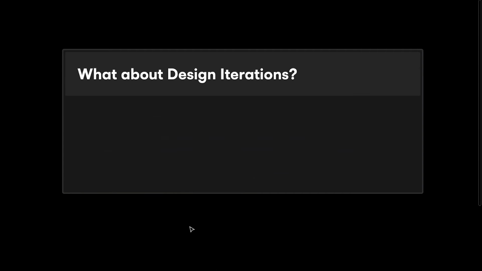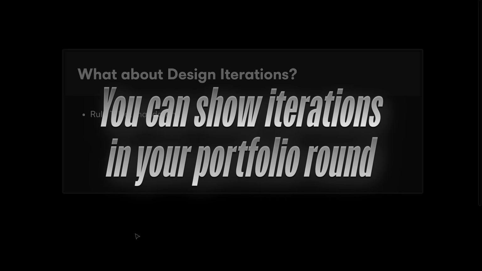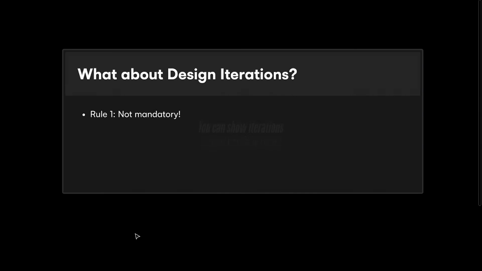Now, there's another thing that a lot of people always ask me about: what about design iterations? Should I show them? I think this is a very valid question and a great question. Let me explain my point of view on this. So there are two rules. One, it's not mandatory to show your iterations. You can show your iterations in your portfolio round because that's where it makes a lot of sense. But if you show your iterations in your case study, it just unnecessarily makes it longer, right? So it's not mandatory.